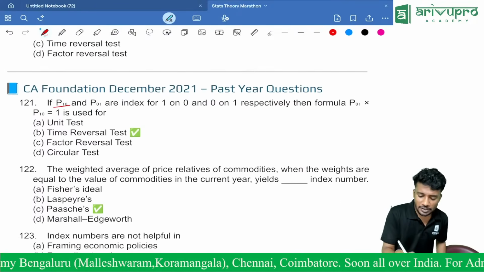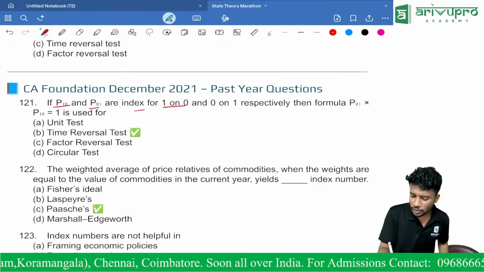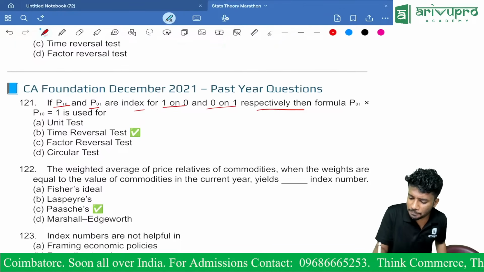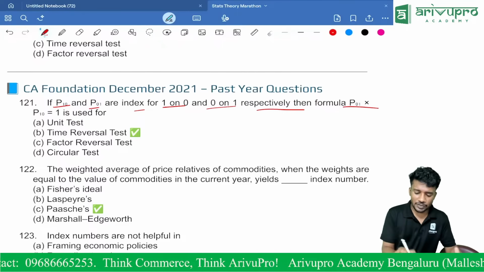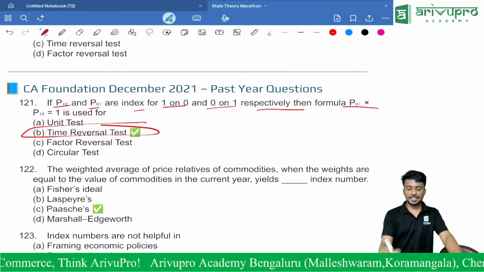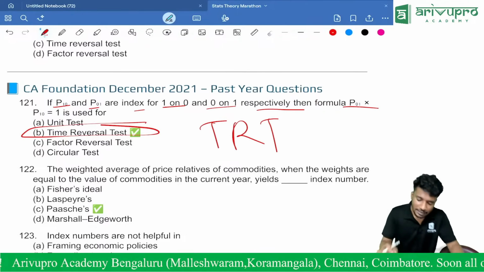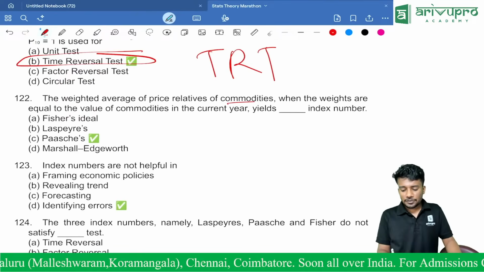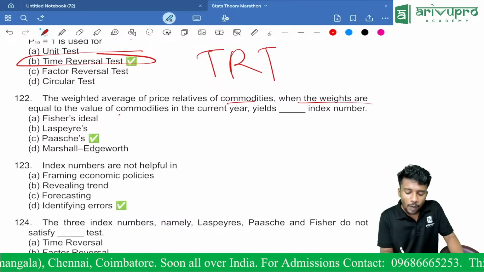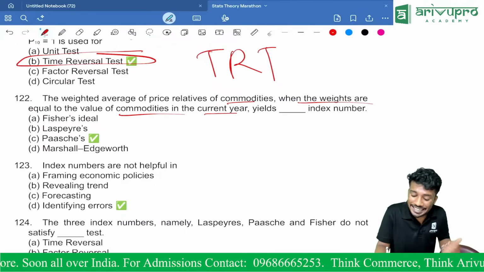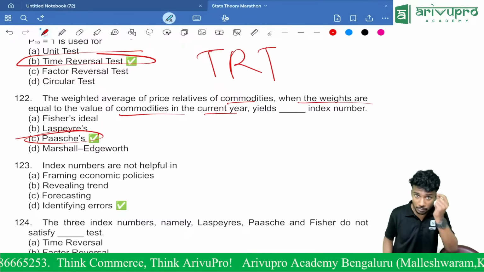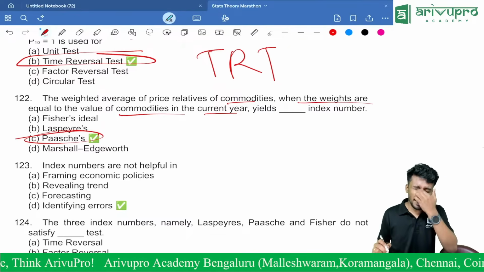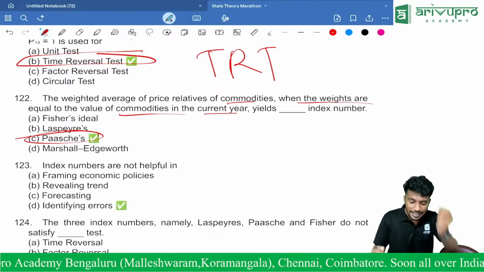Then P10 and P01 are index numbers of 1 on 0 and 0 on 1 respectively. The product of them should be equal to 1. What type of test is that? Time reversal test, the TRT test. Remember. Then the weighted average of price relatives of commodities, when the weights are equal to values of commodities in the current year, yields which index number? Current year means Paasche index number. Remember, Laspeyres takes base year quantity, Paasche takes current year quantity.